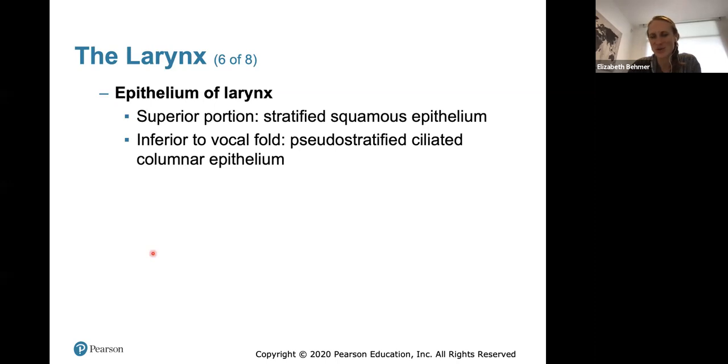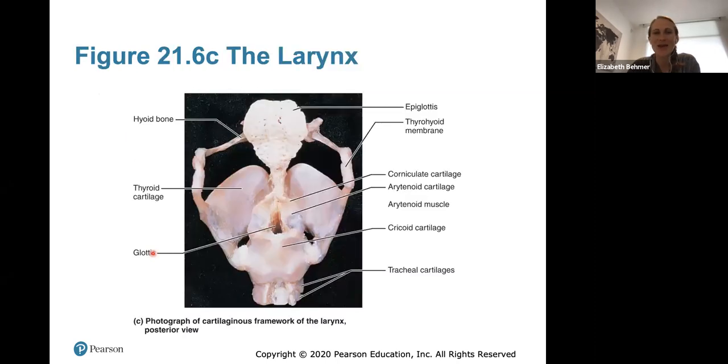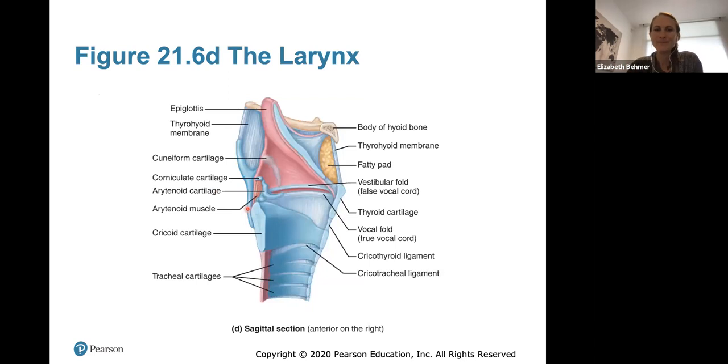Epithelium of the larynx is shown there. I won't ask you too many questions about epithelium of the larynx specifically. Here's a look at the photograph of all the cartilaginous pieces of the larynx. Again, the cartilage helps to keep it open and keep it very stable. A sagittal section of all the cartilages shown in the larynx as well.